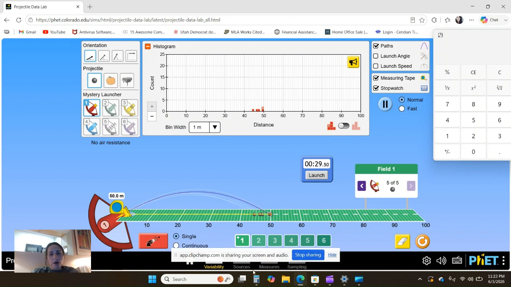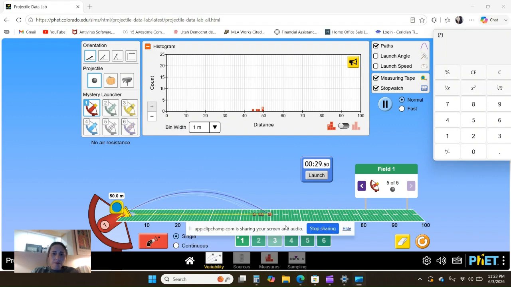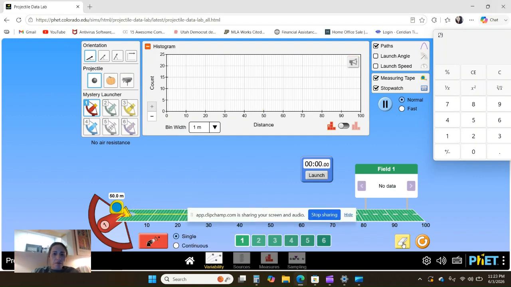You have 4 different tabs at the bottom. Each of them can measure different things. I'm going to be on the variability orientation, which is what I'm going to use for determining the velocity of 3 different projectiles, but all of them have different applications for whatever you're determining. So right here on the left-hand side, we have orientation, projectile, mystery launcher, measuring tape, stopwatch.